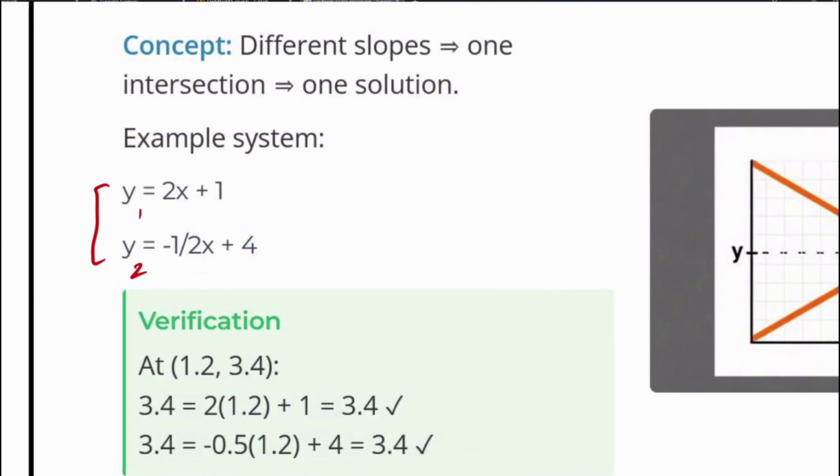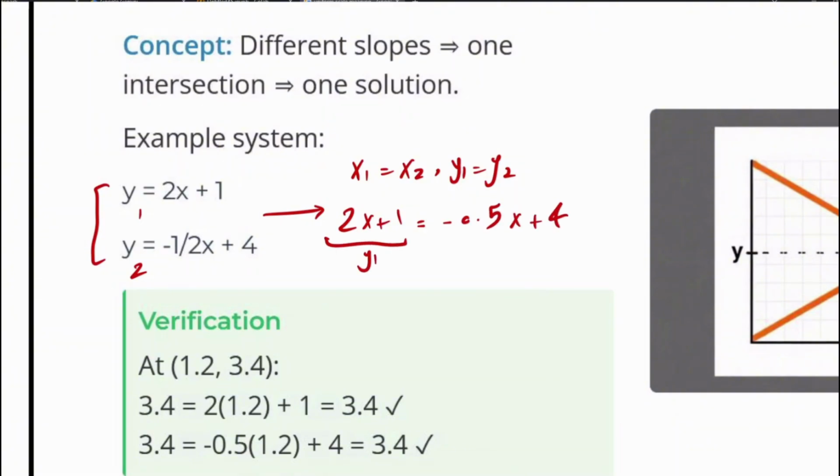So it's very simple. If you guys remember, I told you that I have to find a point where x1 and x2 are the same, and also y1 and y2 are the same. So would it be okay if I say that 2x plus 1 is going to be equal to negative half x plus 4? Why? Because this guy resembles y1 and this guy resembles y2. And I know for a fact that the x's should be the same, right? So this x is the same as this x, but right now I have to find it.